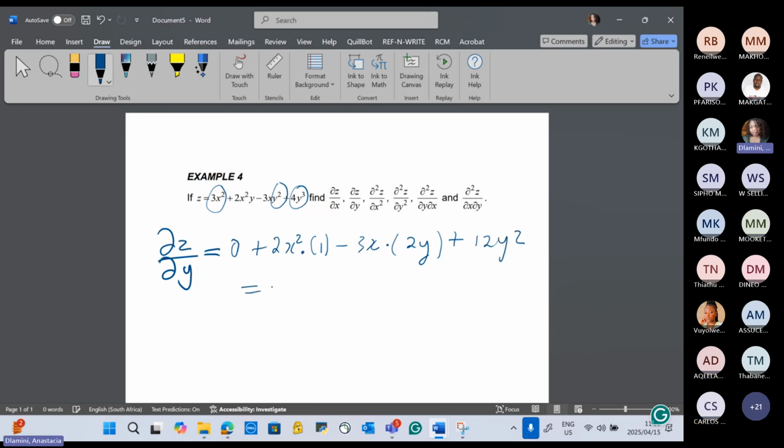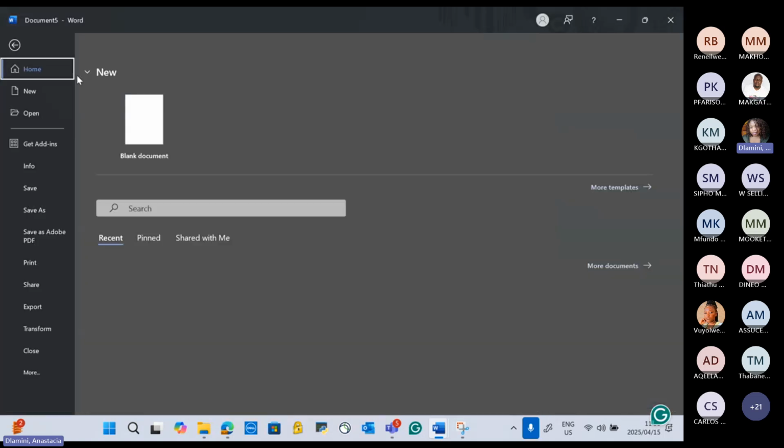So this is equal to 2x squared minus 6xy plus 12y squared. Are we now in the same picture? Let me see, is it right? 2x squared minus, yes, well done. Are we now together? Yes, it makes sense. Good. Now that it makes sense, let's go to the next one.